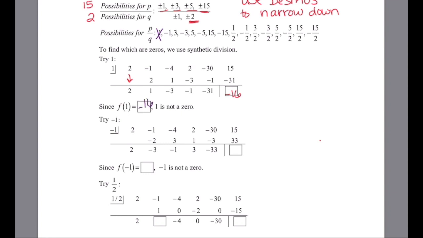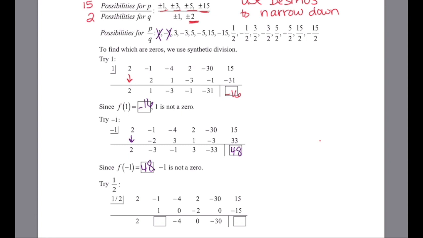So let's try -1. I bring down the 2, multiply, we get -2, add -1 to get -3, multiply to get positive 3, add -4 to get -1, multiply to get positive 1, add 2 to get positive 3, multiply to get -3, add -30 to get -33, multiply, and again we have 48, so -1 is not a solution.